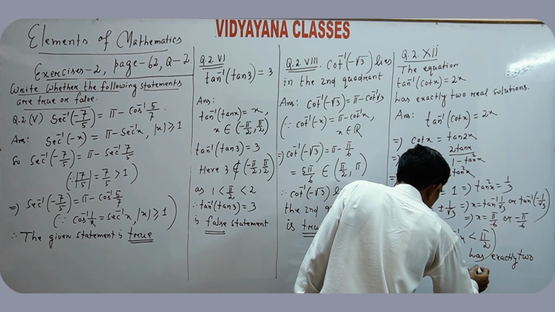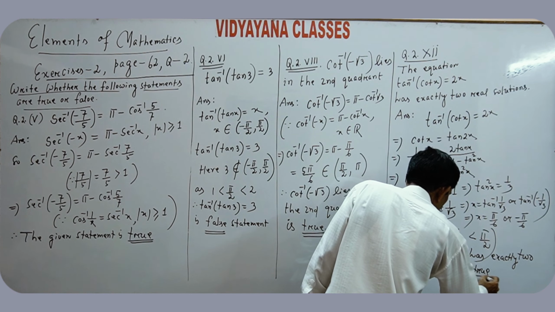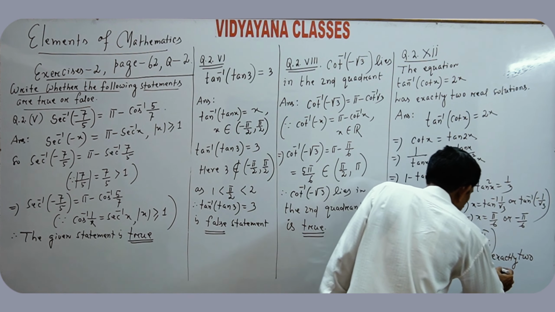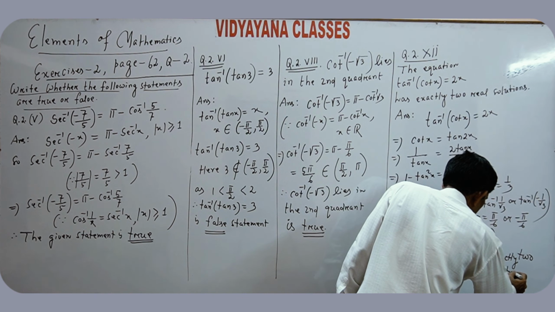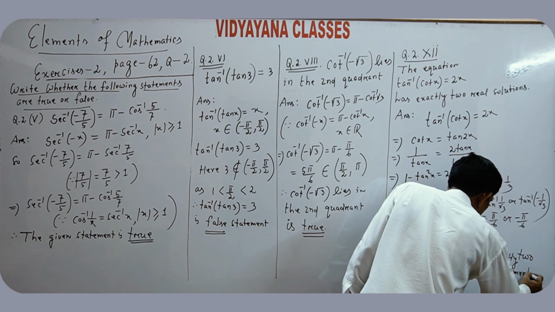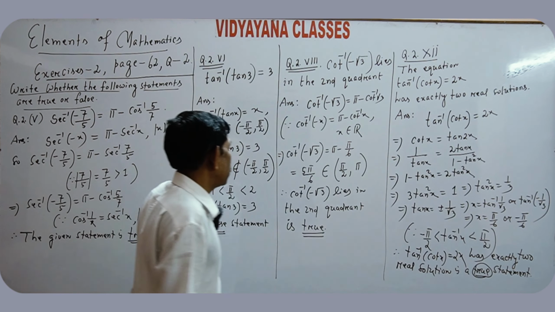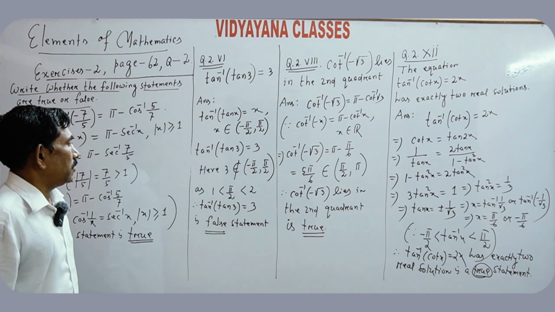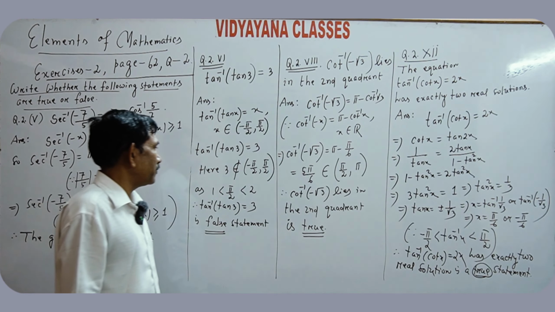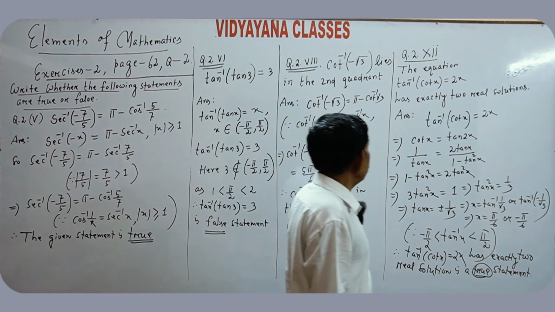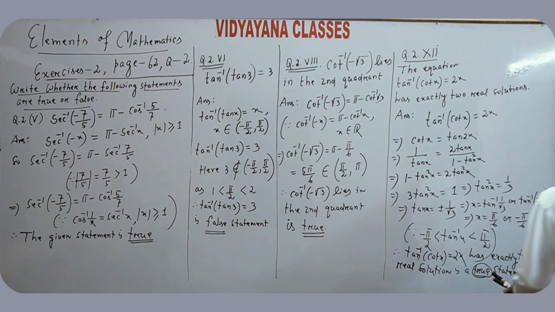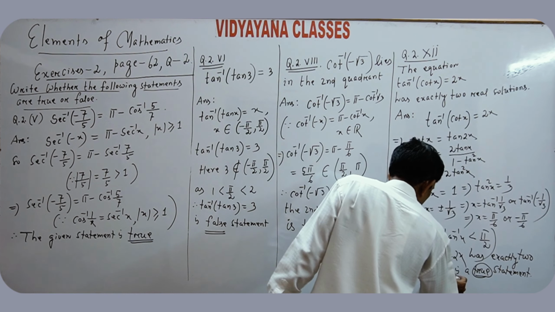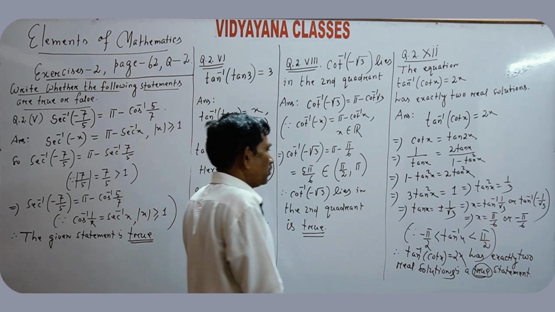Is a true statement. Clear? Tan inverse cot x is equal to 2x has exactly 2 real solutions. Exactly 2 real solutions is a true statement.